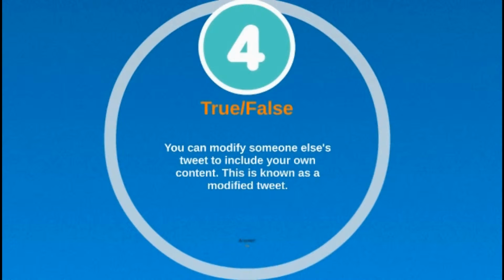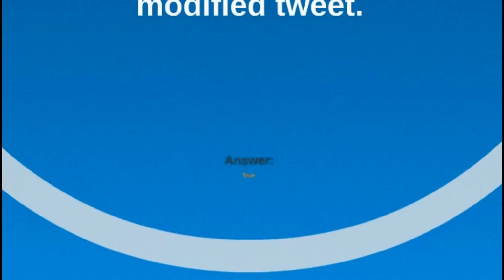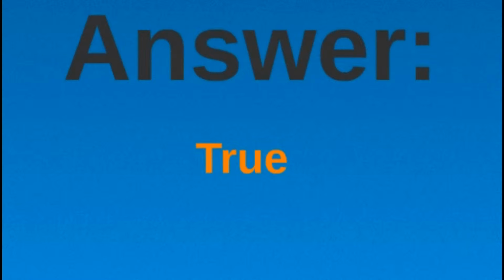Question number 4 is true or false. You can modify somebody else's tweet to include your own content. This is known as a modified tweet. The answer to question number 4 is true. You can modify somebody else's original tweet to include your own comment, message, or even a hashtag. This is known as a modified tweet.